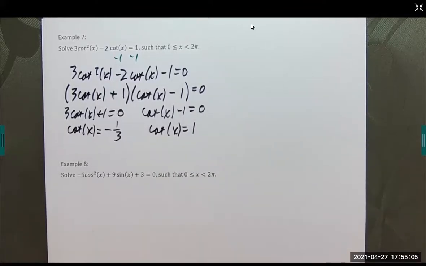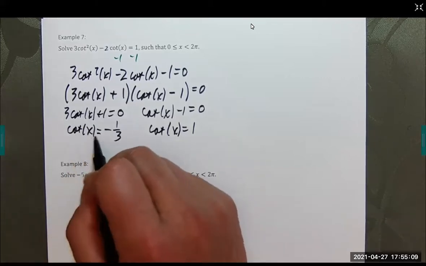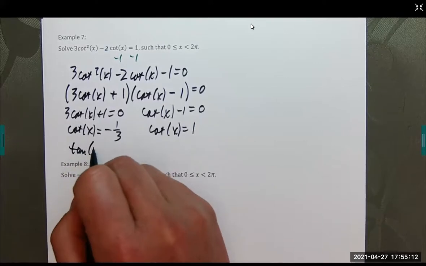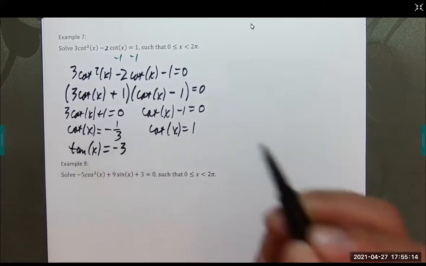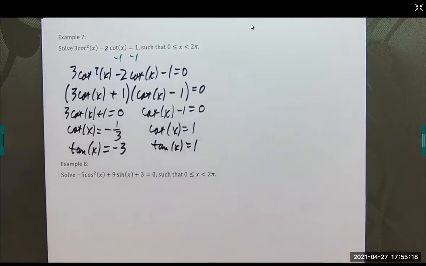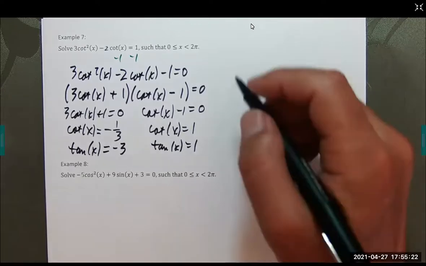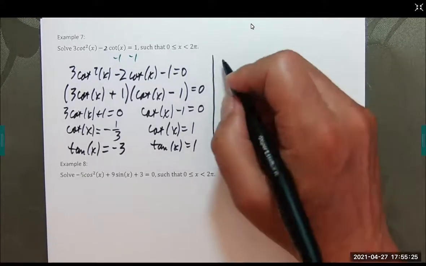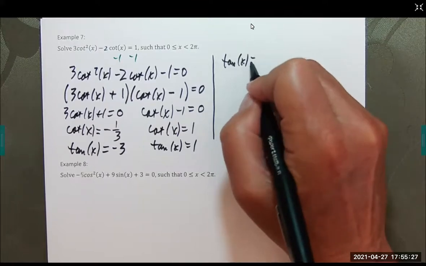Now, if you remember, cotangent is the reciprocal of tangent, which means I can flip both sides to get tangent x equals negative 3. I could even do it here. Tangent x equals 1, because the reciprocal of 1 is just 1. And I'm going to rewrite this over here. Tangent x is negative 3.